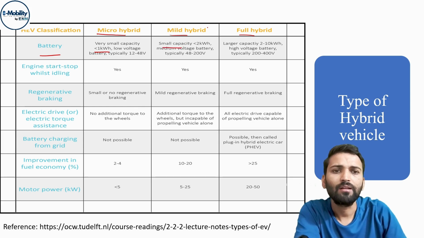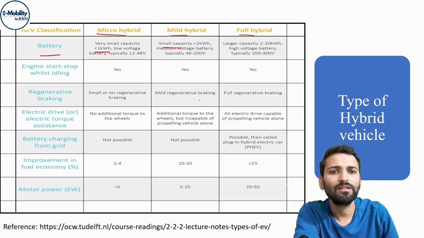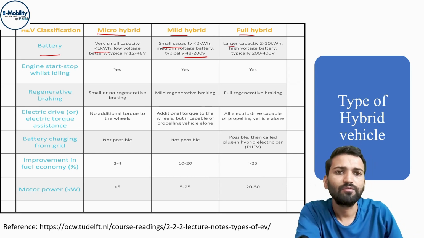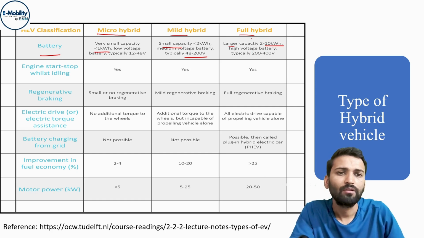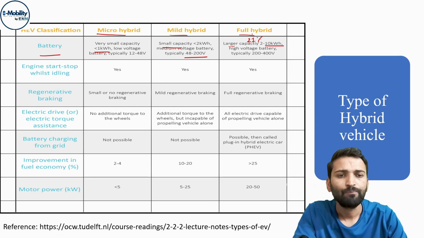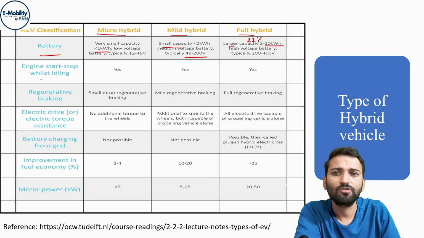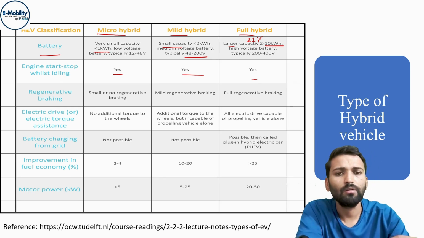In the second case, the mild hybrid, we can use less than 2 kilowatt hour and the battery voltage level is in the range of 48 to 200 volt. In the third category, which we can say is the full hybrid category, we can use up to 10 kilowatt hour, and in today's scenario some car companies are using up to 21 kilowatt hour of battery with the IC engine. So here the engine starts and stops while idling. In all three cases we do not use the engine in the idle condition.